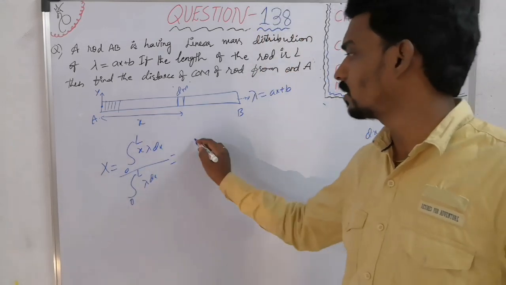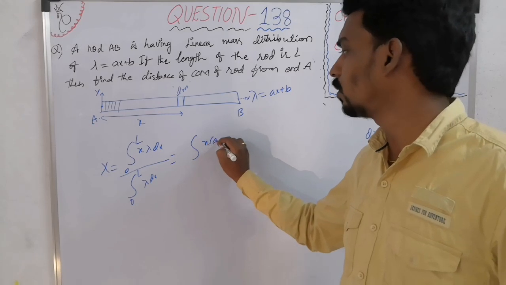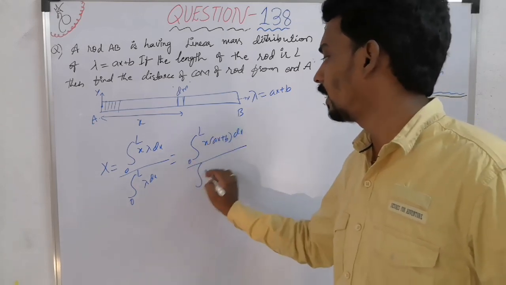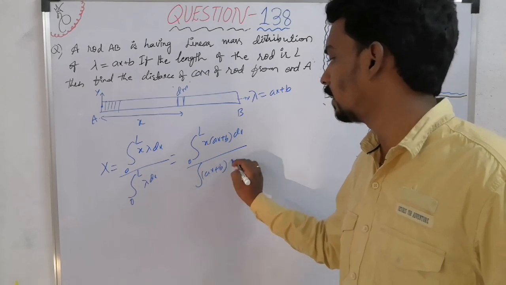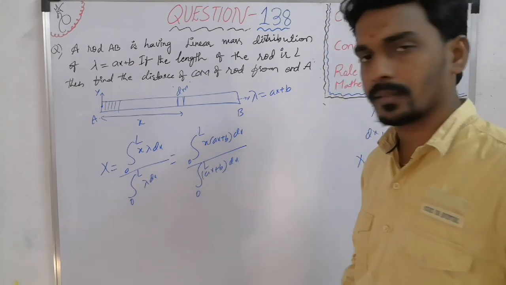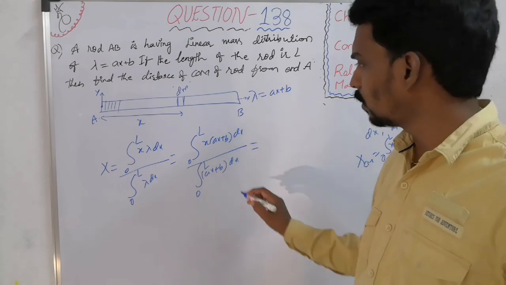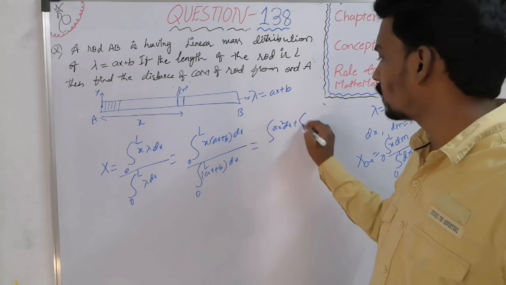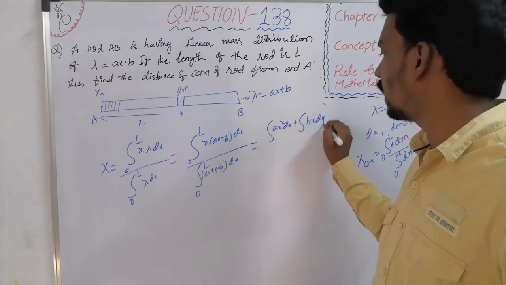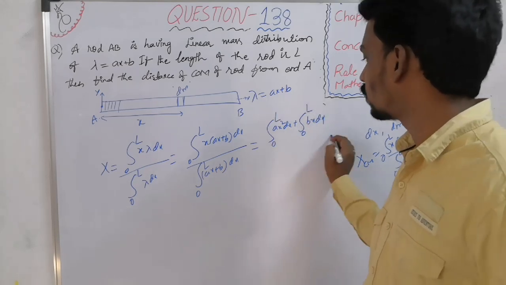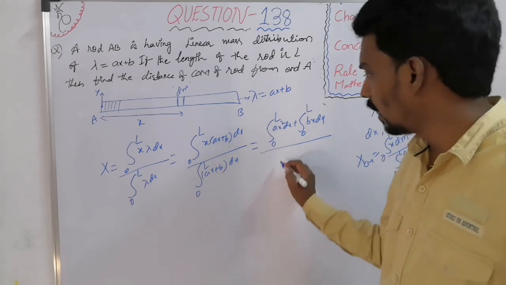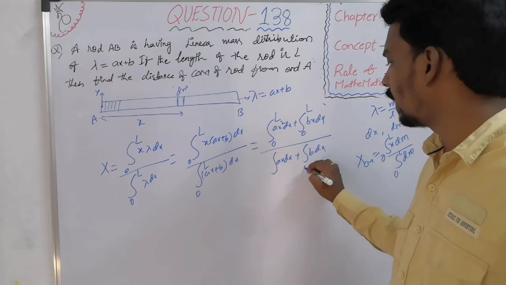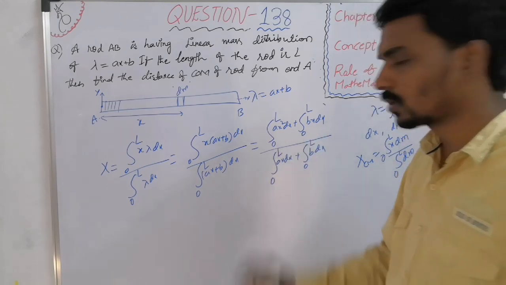Now lambda is ax plus b, so you substitute it. So x into (ax plus b) dx from 0 to L, divided by integration (ax plus b) dx from 0 to L. Now if you multiply, integration ax square dx plus integration bx dx from 0 to L, whole divided by integration ax dx plus integration b dx from 0 to L.